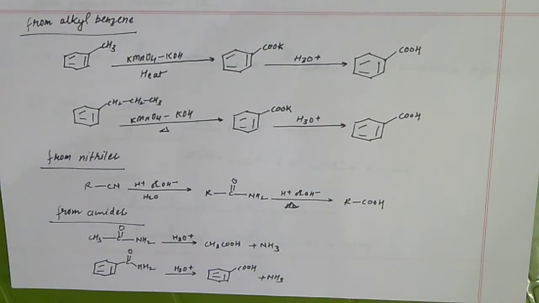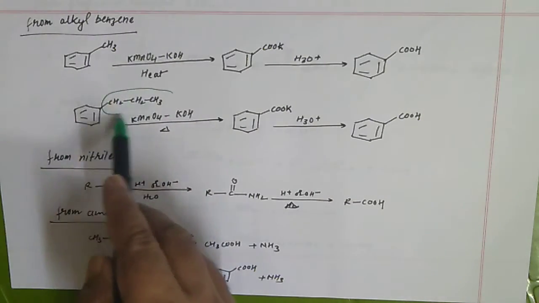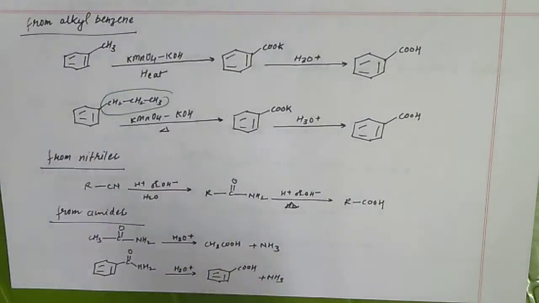Alkyl benzene is the toluene. If you are heating the toluene with potassium permanganate, it will give the sodium salt of benzoic acid, which on hydrolysis will give benzoic acid. No matter whether the benzene is attached to a methyl group, butyl group, or propyl group, the full chain will always be oxidized into the carboxylic acid.